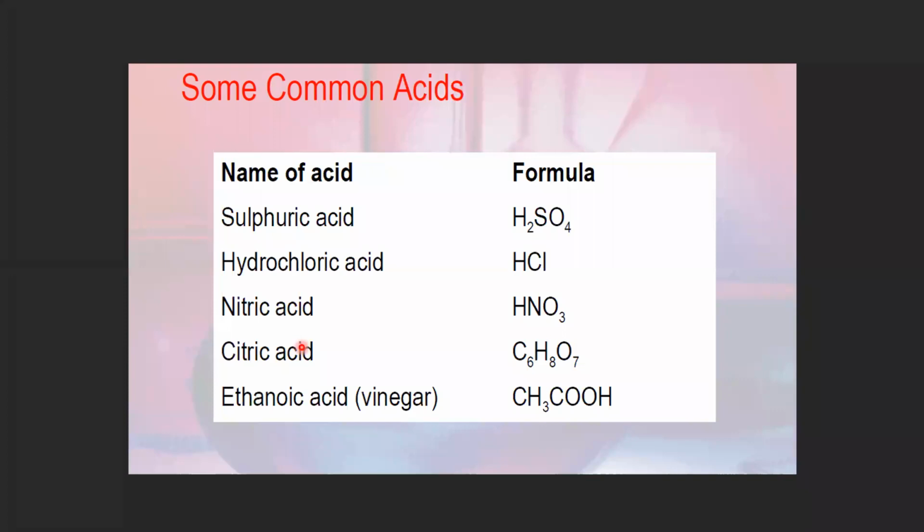Citric acid is C6H8O7, which is nothing but in lemon, lemonade, sweet lime, you get citric acid. Citrus fruits, basically. Ethanoic acid is vinegar, which your mom or dad might be using, whoever cooks in your family, I don't know. CH3COOH, in the kitchen or whatever. So yeah, folks, these are the basic acids.